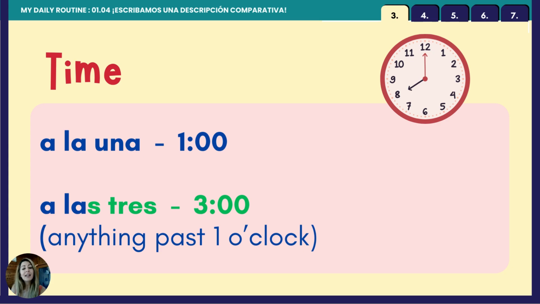In Spanish, a la refers to at 1, a la 1, a las 3. Do you notice the difference between a la and a las? Hopefully you notice that the second one is plural. Anything that's beyond 1 o'clock, even 1:55, you're still in the singular hour zone. Then it becomes plural for a las 10, a las 8, anything above 1.